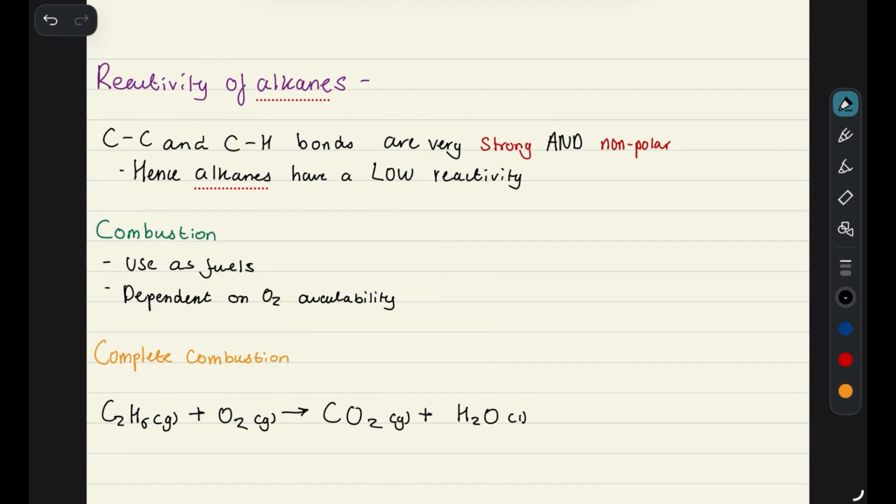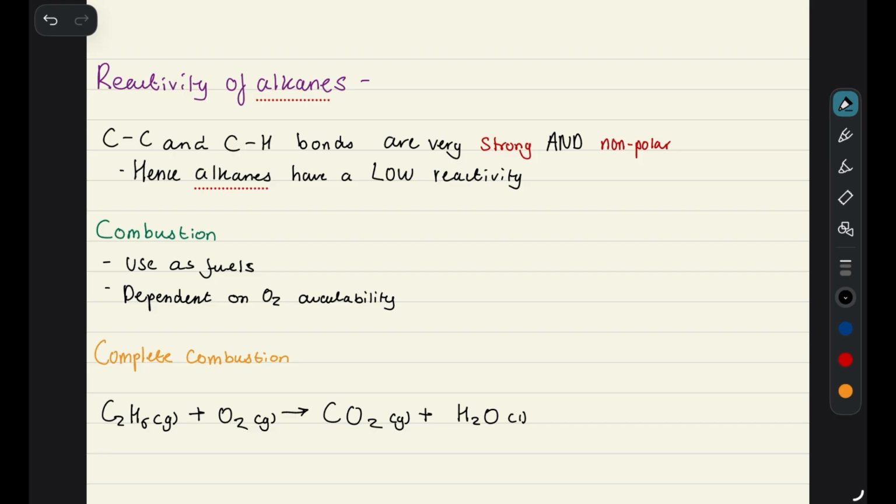We also need to talk about the reactivity of alkanes. So alkanes have carbon to carbon sigma bonds and carbon to hydrogen sigma bonds, yeah? And the thing about these bonds is that they are very, very strong covalent bonds, and they are non-polar. Non-polar because the electronegativities of carbon and hydrogen are very similar. Now, this means that alkanes have very, very low reactivity. So they don't really partake in many reactions, but we will talk about the ones that they do.